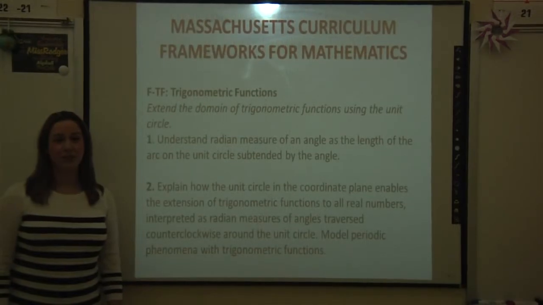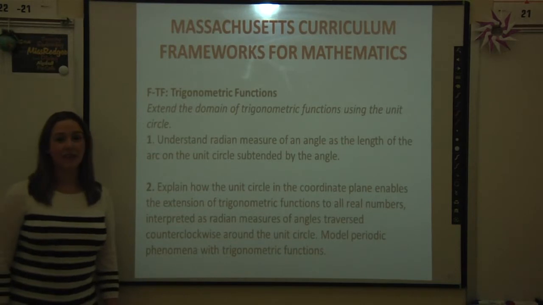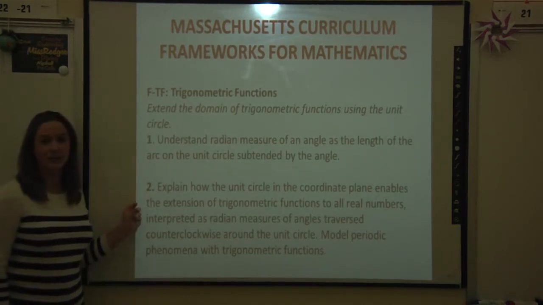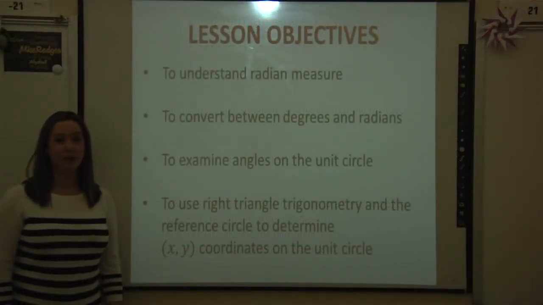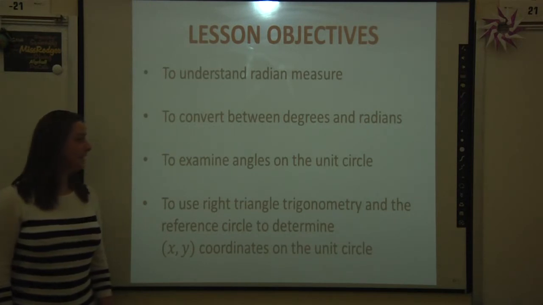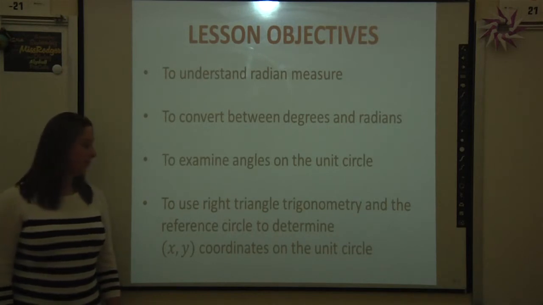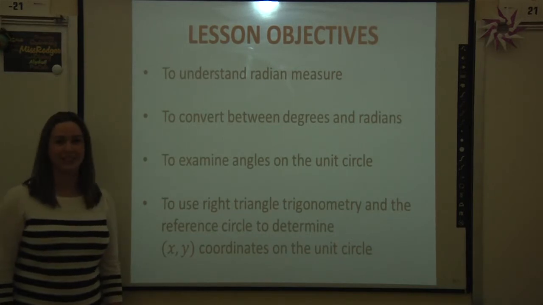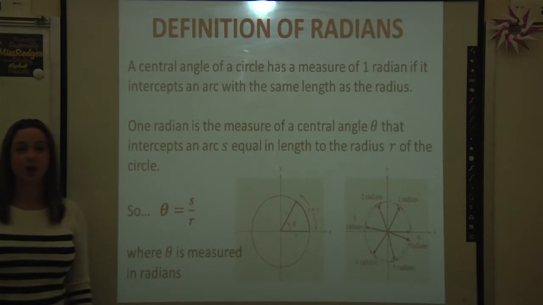The Massachusetts curriculum frameworks for mathematics are tied to this lesson, specifically FTF, trigonometric functions, number 1 and number 2. Today's lesson objectives are to understand radian measure, to convert between degrees and radians, to examine angles on the unit circle, and to use right triangle trigonometry in the reference circle to determine x and y coordinates on the unit circle. In trigonometry, we often measure angles with a new unit called the radian.